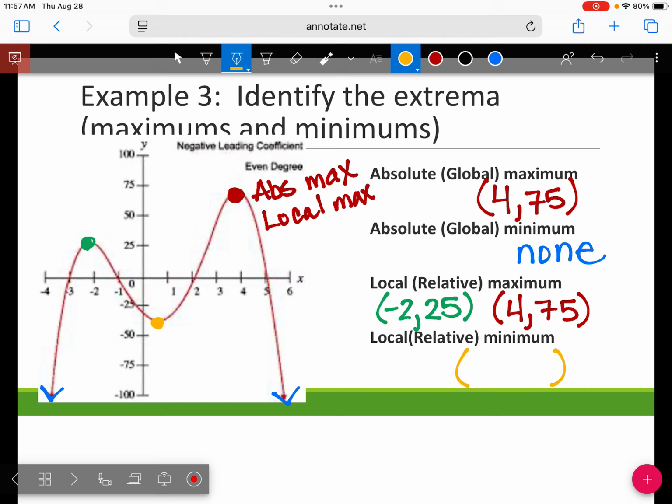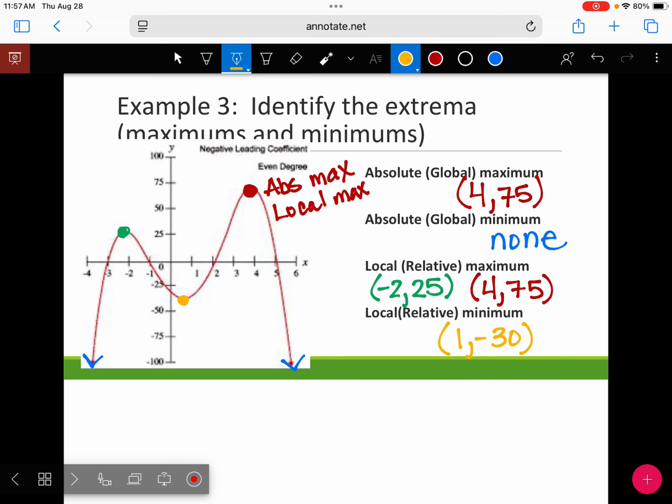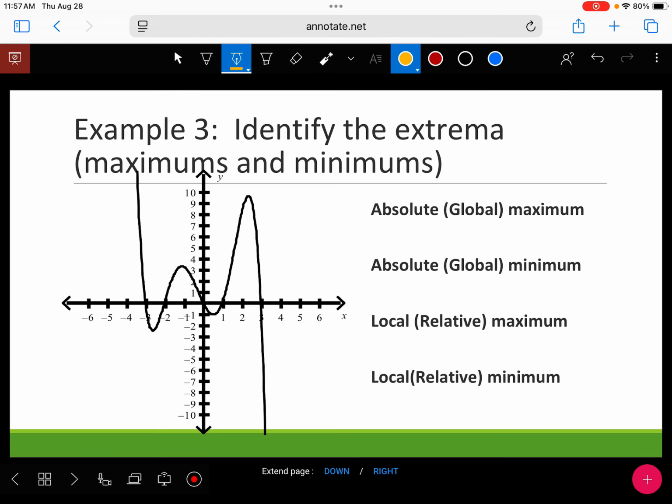$130? -30. I'll go with -30. And that's it. That is what you're going to do on your quiz next week. Any questions? All right, we got one more graph. Go ahead, let's look at this one.